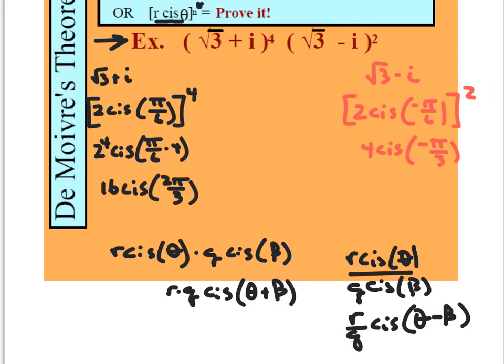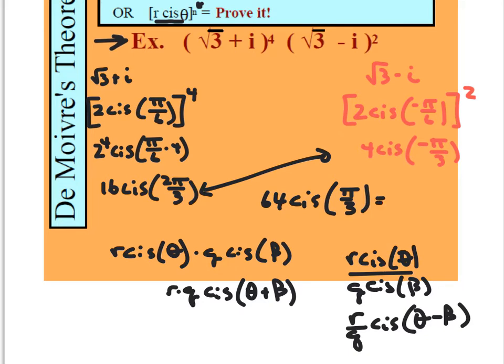So in this case, we're doing a product. Therefore, if I'm multiplying these two polar complex numbers, it'd be 4 times 16, which is 64, cis, and then I would add together their angles. 2 pi over 3 plus negative pi over 3 is just going to be pi over 3. And that would be it.